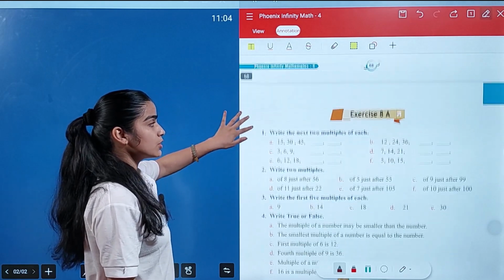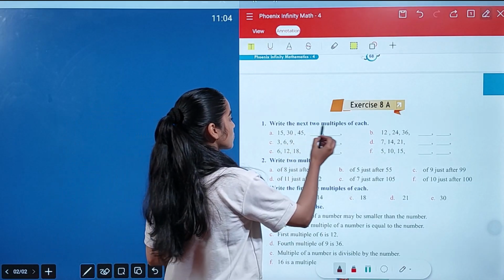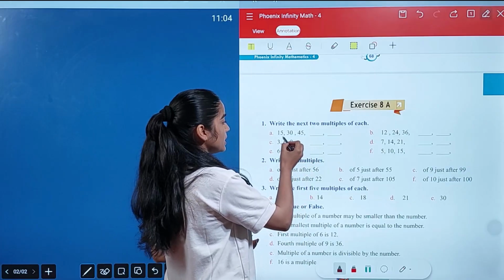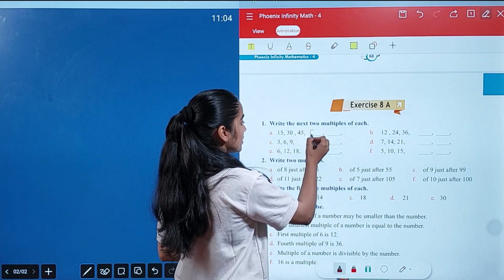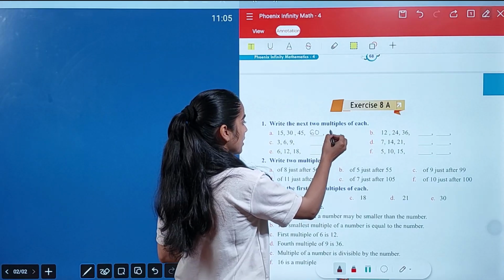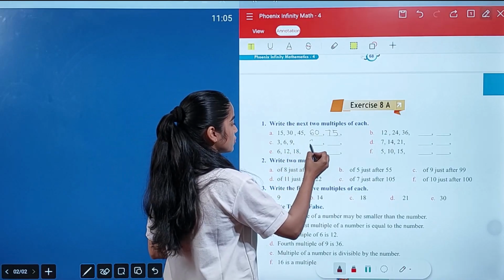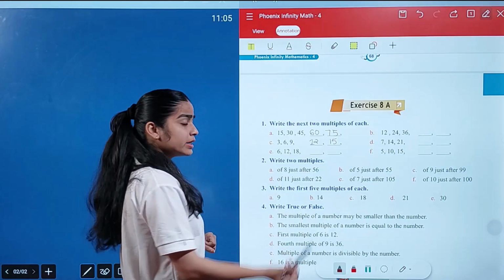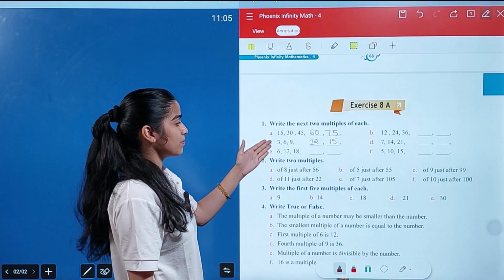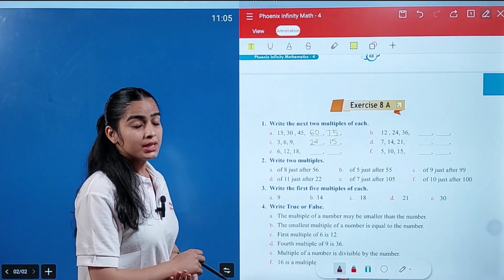Now we move forward to our exercise, which is 8a. In question number 1, write the next two multiples of each. So 15, 30, 45. After 45 we have 60. After 60 we have 75. Then 3, 6, 9, 12 and 15. So you have to read the table of that particular number or see the pattern, and after that you can complete your question number 1 simply as I do.